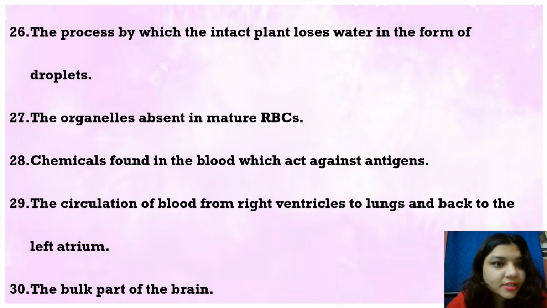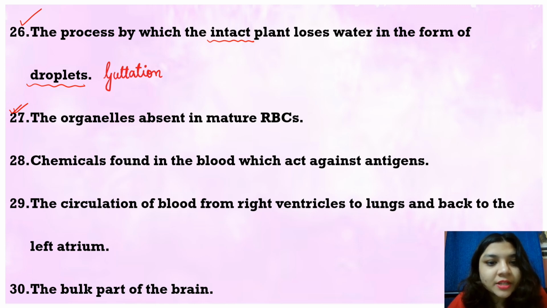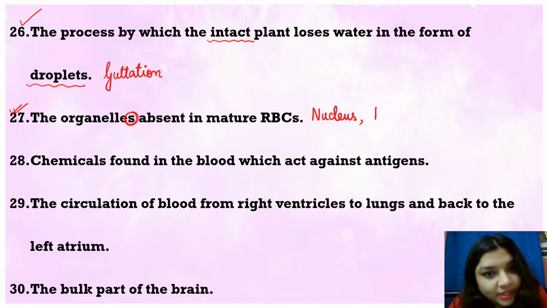Let's check the answers. The process by which the intact plant loses water in the form of droplets. Intact, and here droplets. So this is guttation. Okay. Next, the organelles that are absent in mature RBCs. Organelles, plural. The first, it is the nucleus that is not present, and then the mitochondria. Both of these are not present.